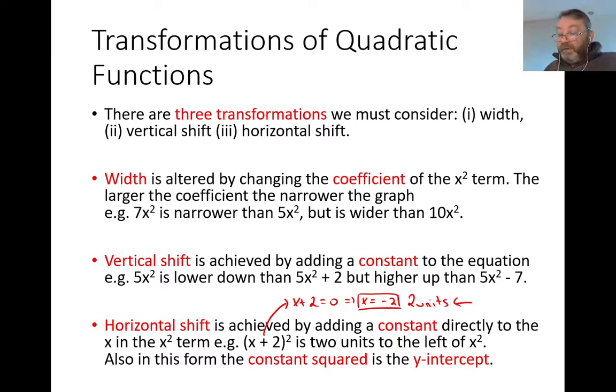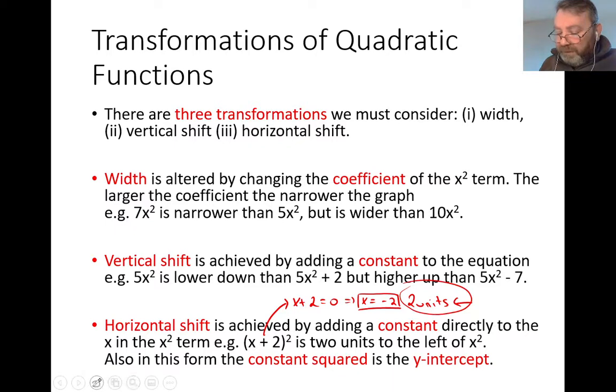So please keep in mind that we talk about the horizontal shift being achieved by adding a constant, again positive or negative, directly to the x in the x squared term. So what we mean by that is, if it's x plus 2, all squared, then the plus 2, if you bring it up here as x plus 2 and set it equal to 0, becomes minus 2 when it's solved. So therefore the graph is going to move 2 units back towards the left-hand side. Okay, now the final sentence there, also in this form, the constant squared is the y-intercept.